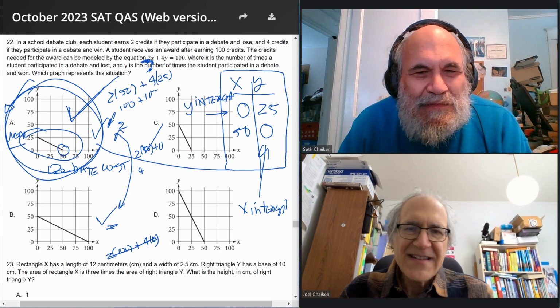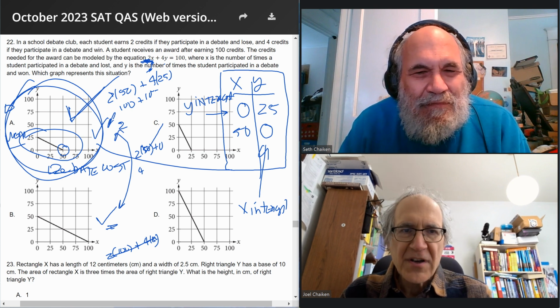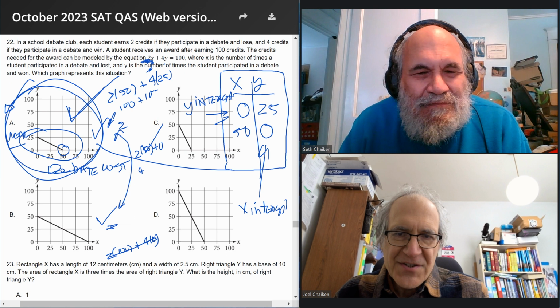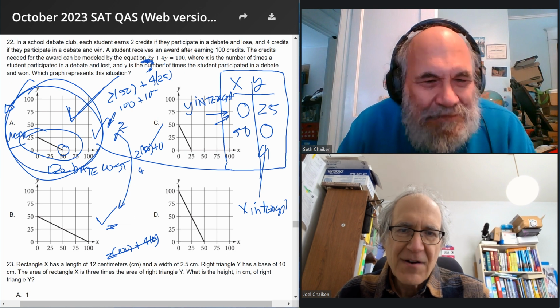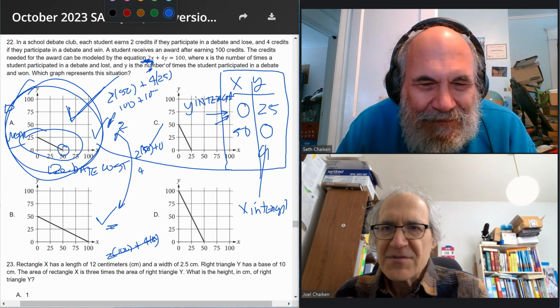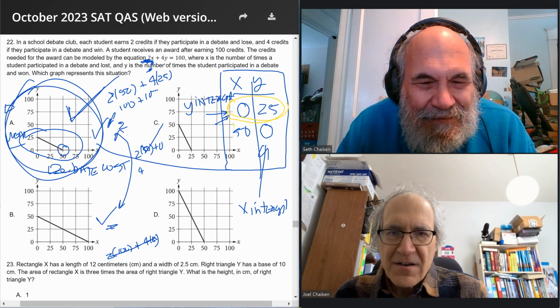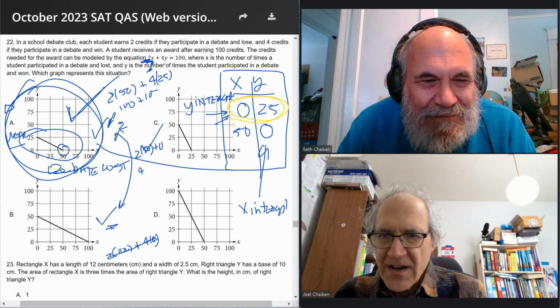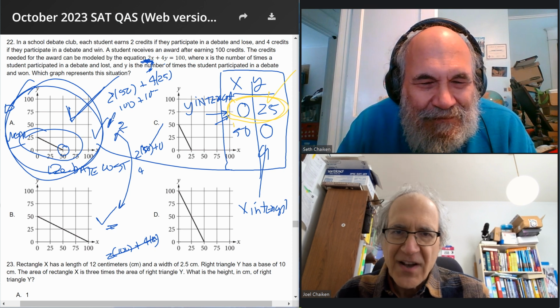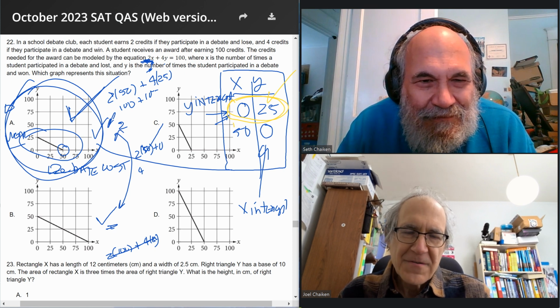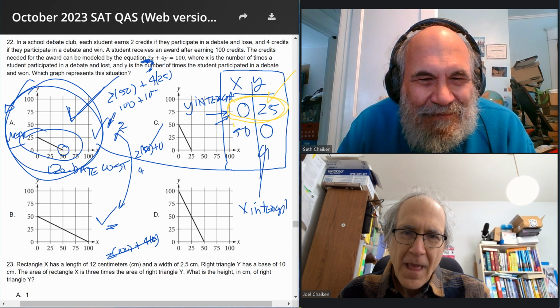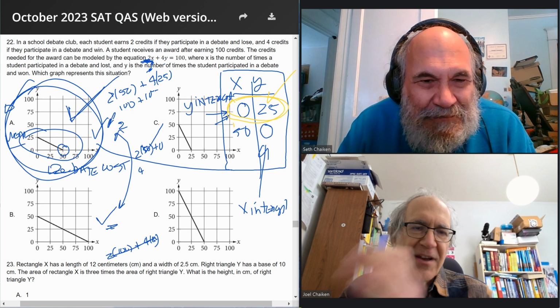Now, anyone who did that is richly rewarded, because if you do this one first, which is natural, you make the x be 0. Look, the y-intercept is 25. There's only one answer with a y-intercept of 25. Problem solved, done, and much, much faster. So you could just stop there and you're done.